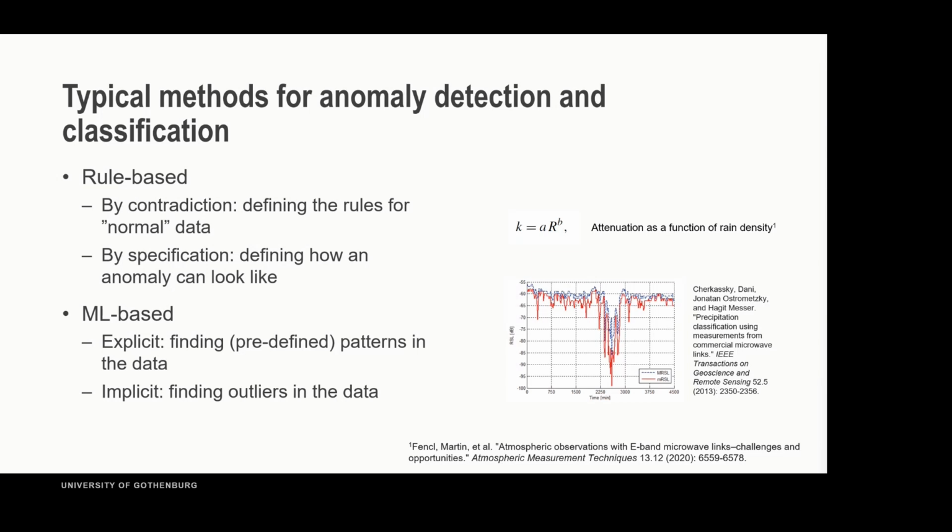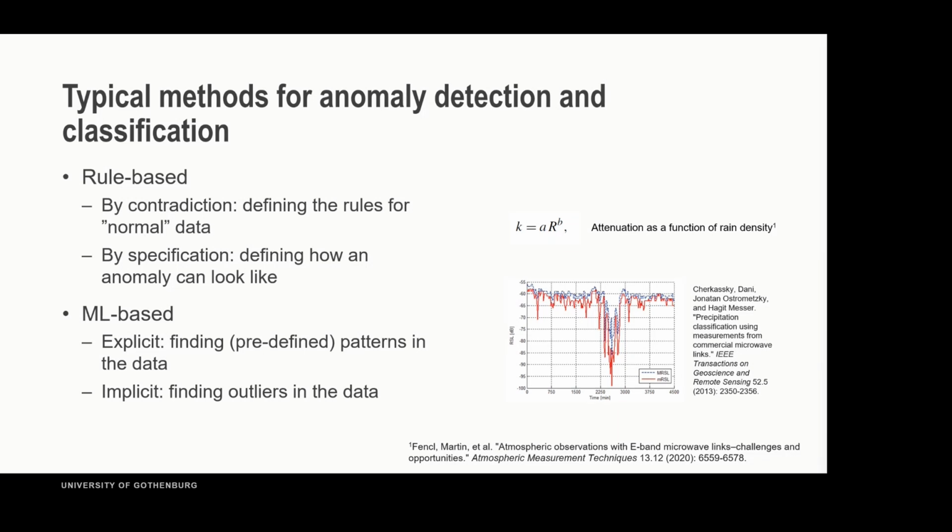For example, that in a consecutive 5 minutes, the signal strength has to drop by 10% in order to be considered an anomaly. Then we also have methods that are related to machine learning. And there also we have two types. We have the explicit one, when we try to find a predefined pattern in data.